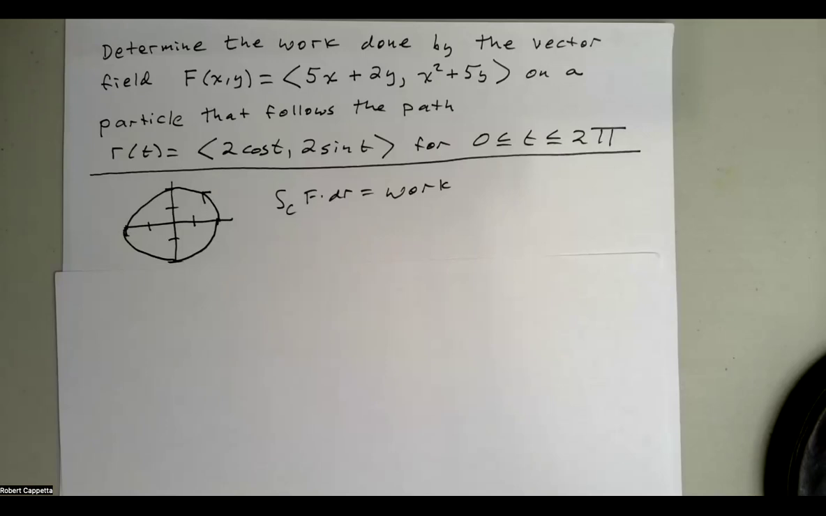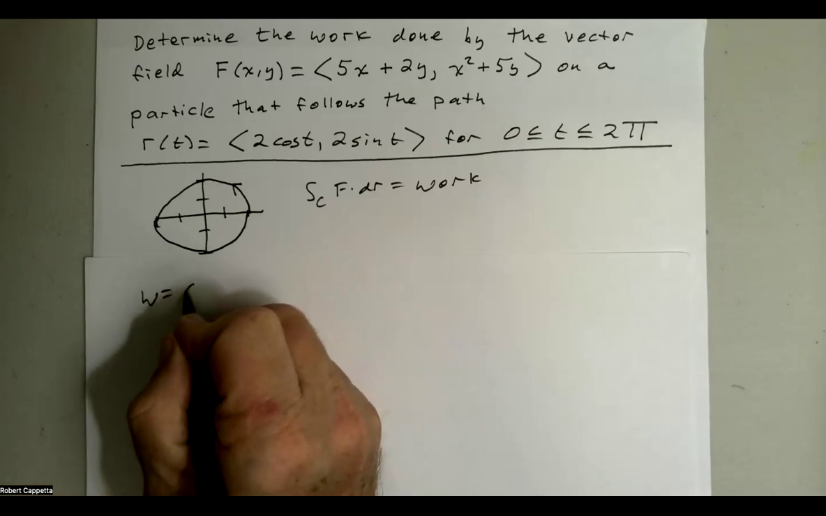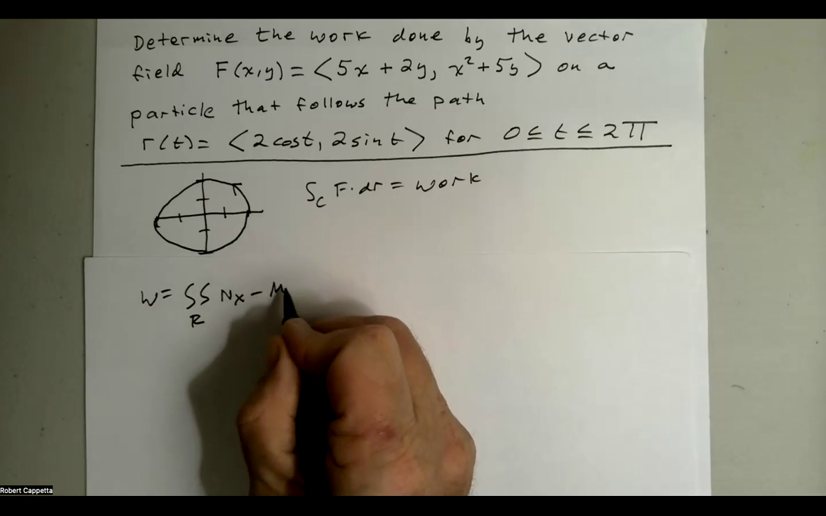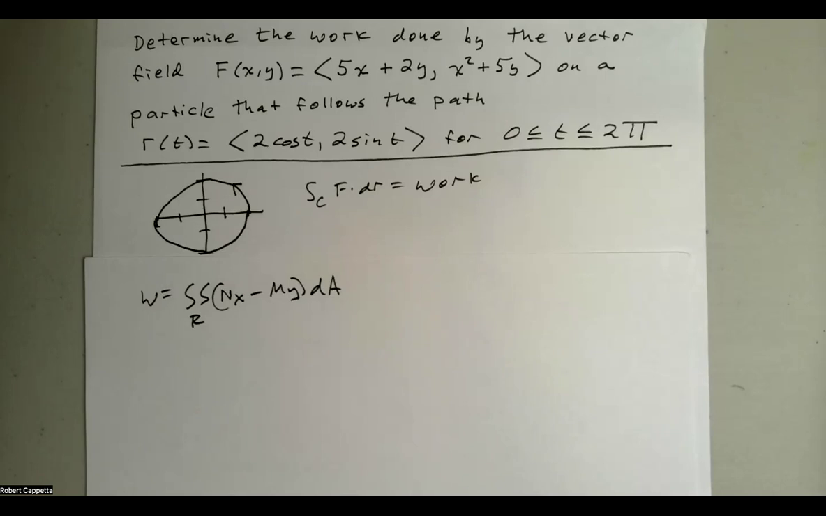And no, the vector field is not conservative. If it were, the work would be 0. Because if you're on a closed curve in a conservative vector field, the fundamental theorem of line integrals tells me all I have to do is determine the potential function, evaluate at the endpoints, and subtract. Well, that's not what I have here. So work will be, in this case, the double integral over R of N_x minus M_y dA. And we sure hope we're going to get our answer that we had previously of negative 8π.